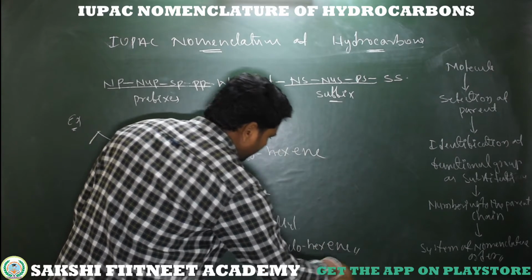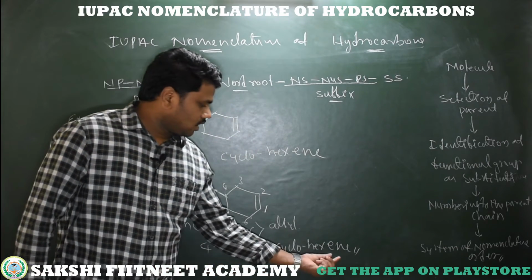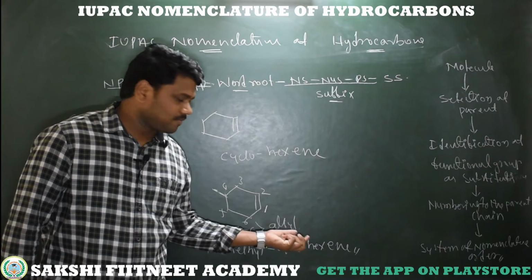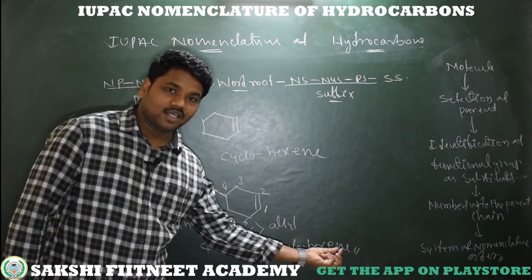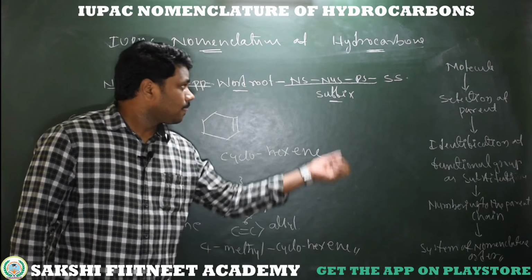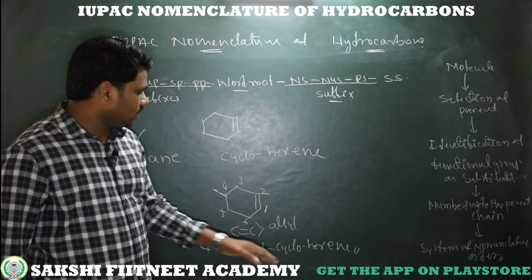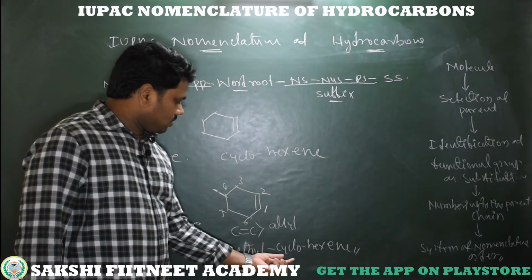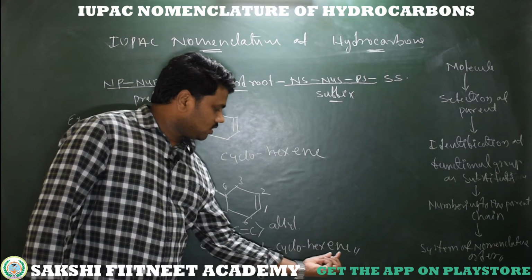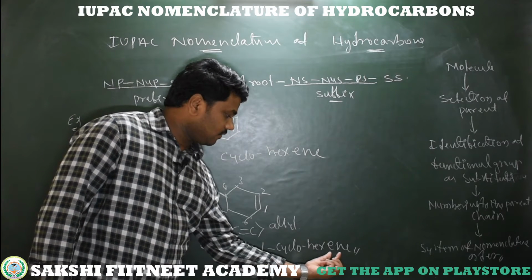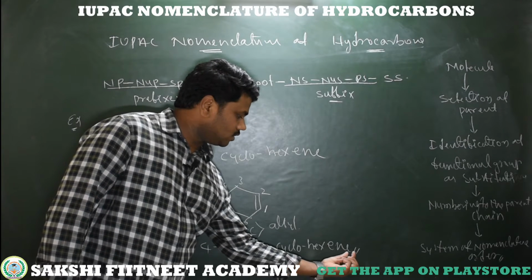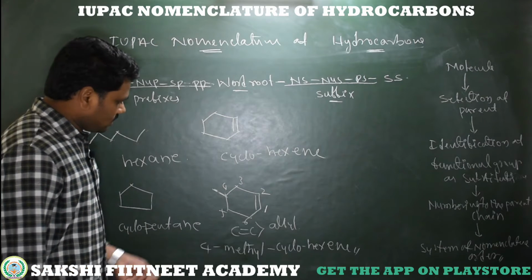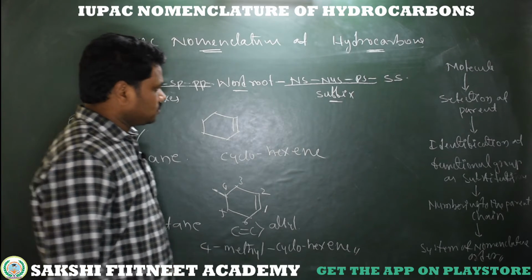In cyclohexene, because the double bond is actually at the 1st position. If it is at the 2nd position, then 2-ene. If at the 3rd position, 3-ene; we should use that number suffix. So here we used number prefix, secondary prefix, primary prefix, word root, then primary suffix for unsaturation. There is no functional group, so we ended with E. So this is the way to write the IUPAC nomenclature for this compound.